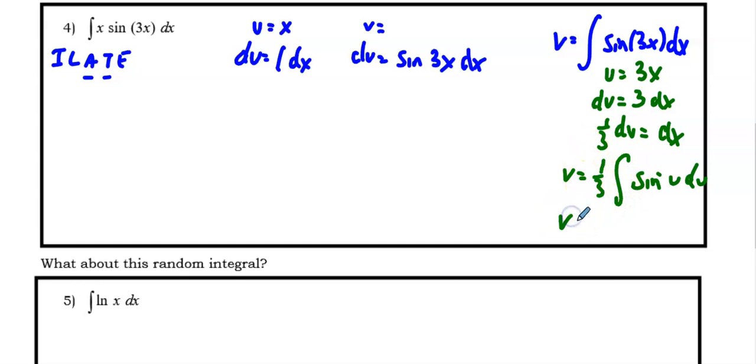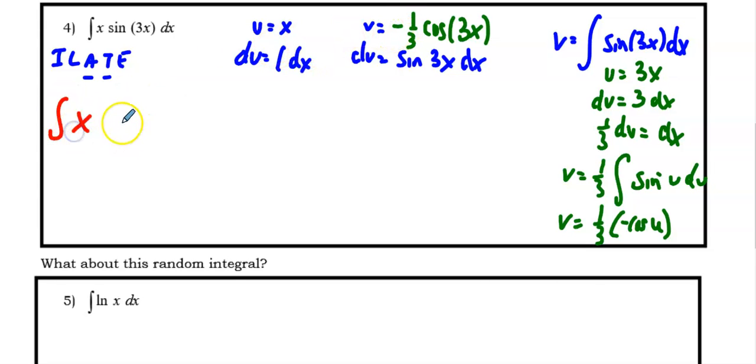And so our v is actually going to be equal to 1/3, and then the integration of sine is going to be negative cosine. And then obviously we have to plug back in what our u value is, so this is going to be negative 1/3 cosine of 3x. And so that's really the setup, if you will, to solve these particular problems. And then the integration of x sine of 3x dx is equal to... this again is the u, and this part right here is the dv.